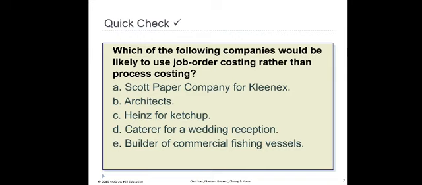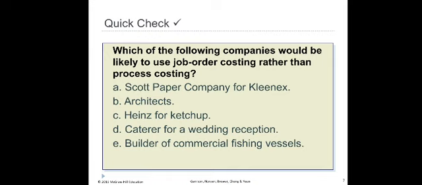Okay, let's see this question. Which of the following companies will be likely to use job order costing rather than process costing? This is the first thing that you have to know in this topic. You have to know which company should use job order costing, which company should use process costing system. So remember about job costing system. Job costing system should be used by a company that produces many products in one accounting period, and each product is unique.